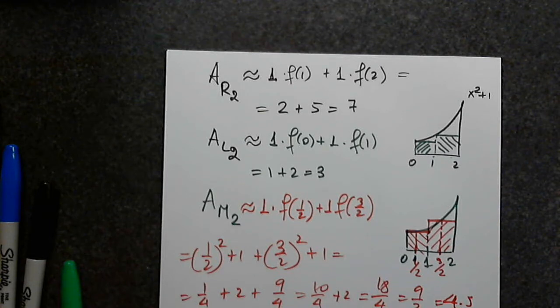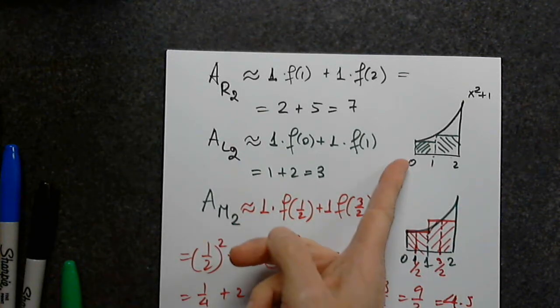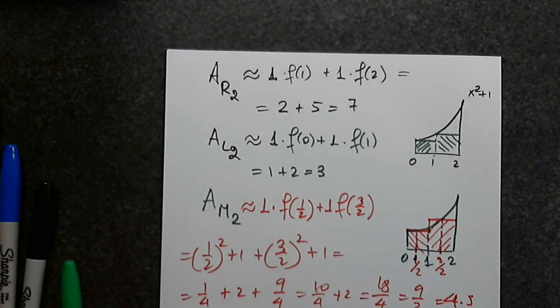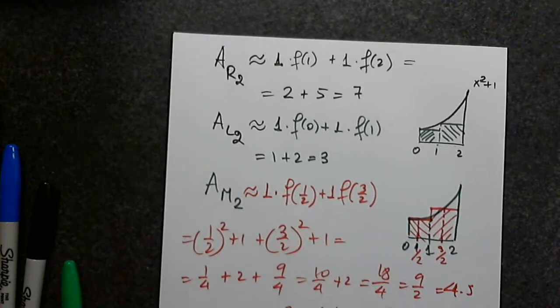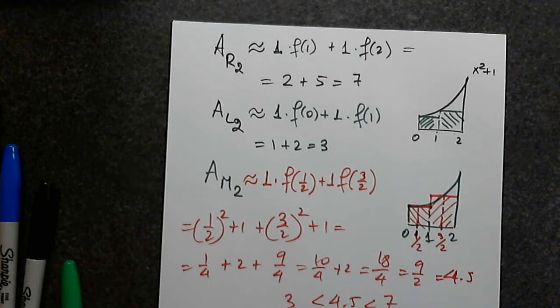Which of these 3 approximations do you think is the best approximation? The midpoint. The rightmost point was an overestimation. The leftmost point was an underestimation. The midpoint is the best approximation. So this is the upper bound, this is the lower bound, and this is somewhere in between.